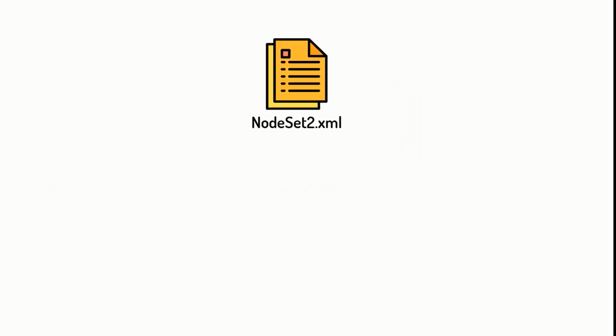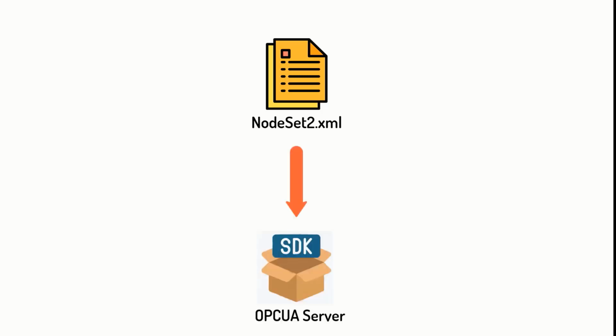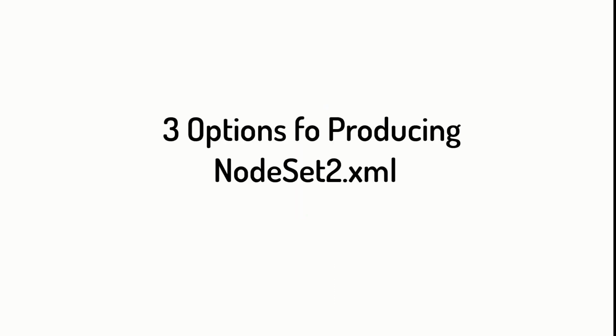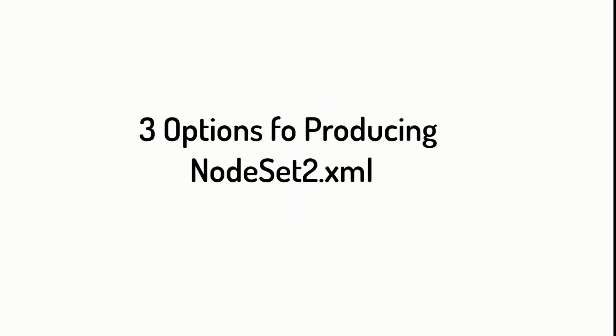The Node.set2 is a file format that is part of the OPC UA standard, and all OPC UA compliant programming language SDKs use this file to generate the code for your target OPC UA server and to populate its address space, as you will see later on in this video. There are at least 3 ways to produce the Node.set2 file.